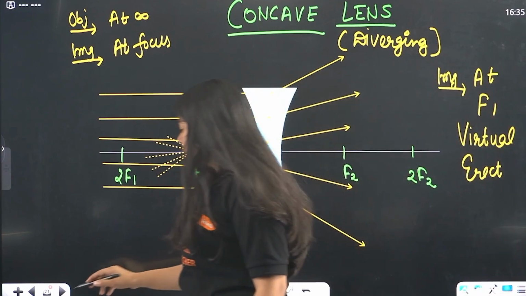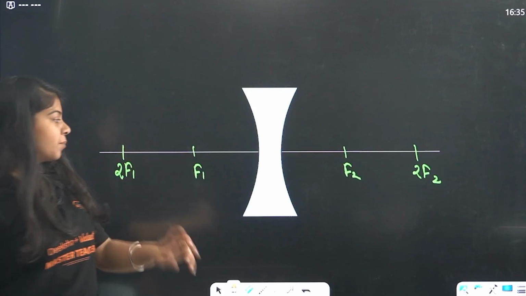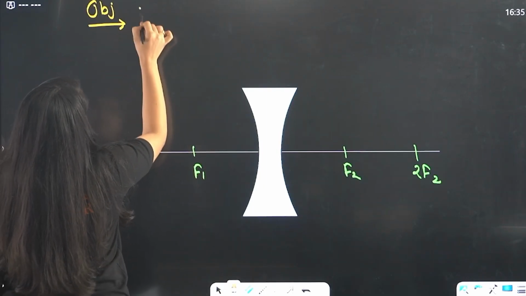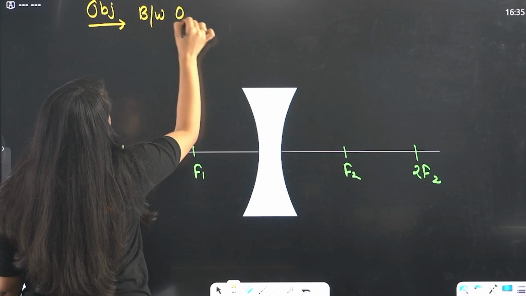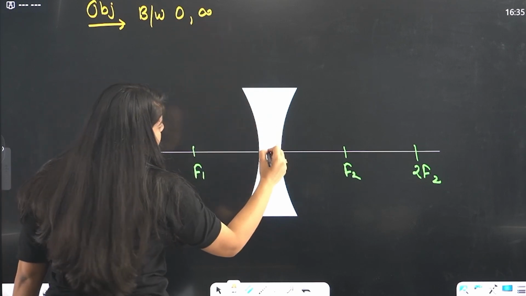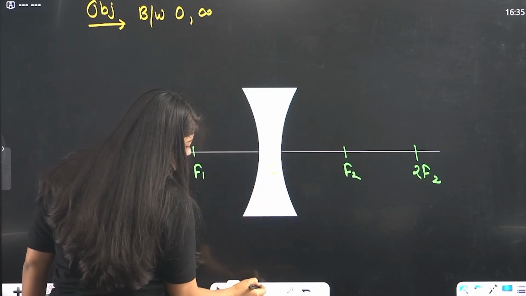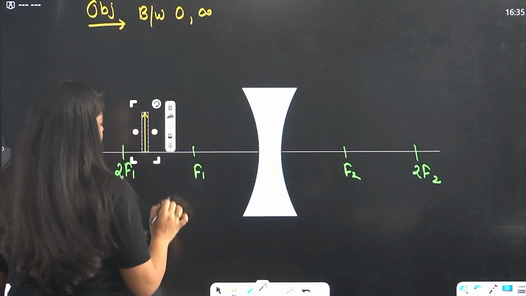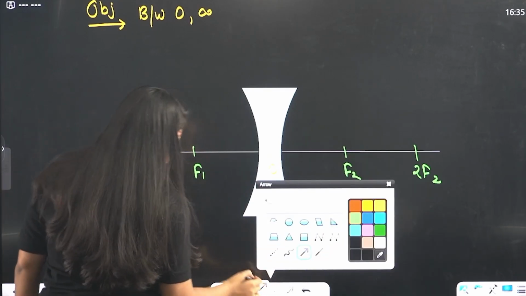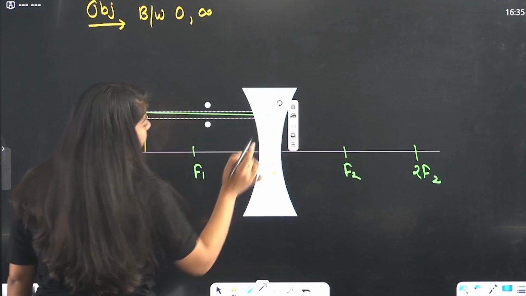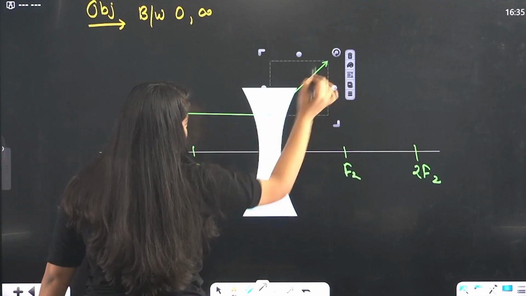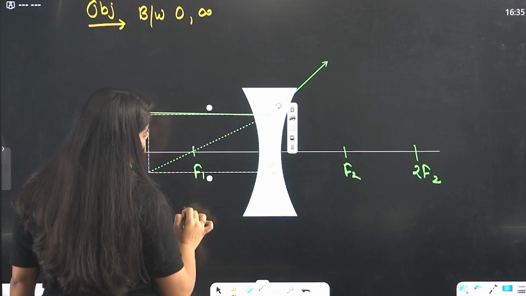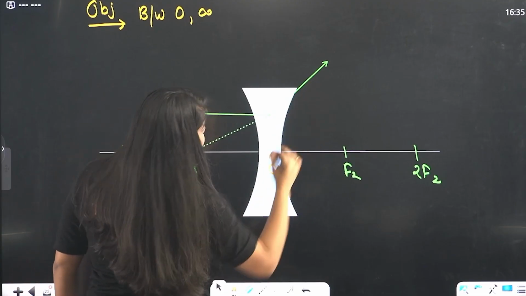Okay, now let's see the second case. Again, the object is anywhere between optical center and infinity. So this is my optical center. Let's place our object somewhere here. Now one ray will go parallel and it will not converge, it will diverge, and if we extend it backwards, it will pass from the focus.